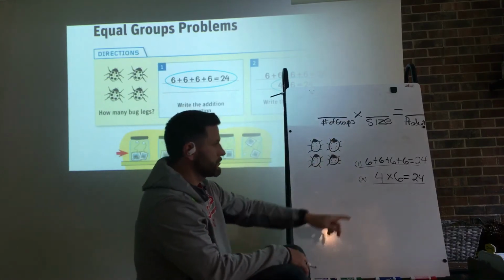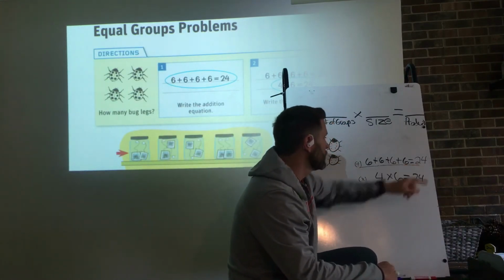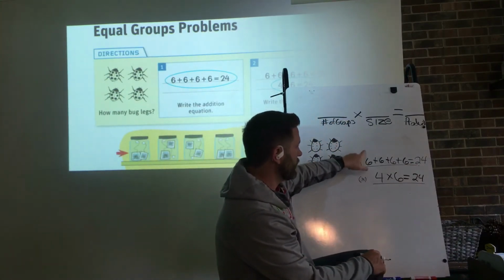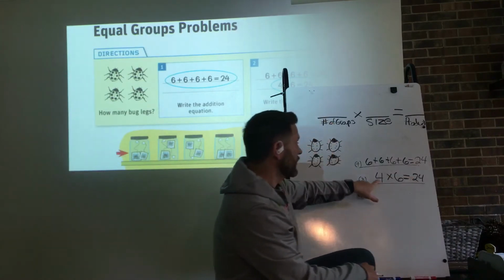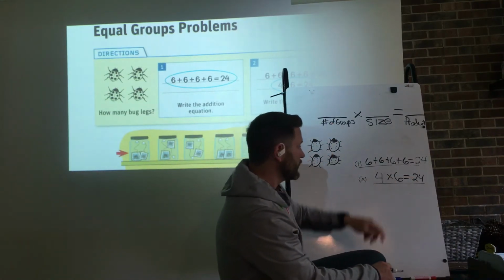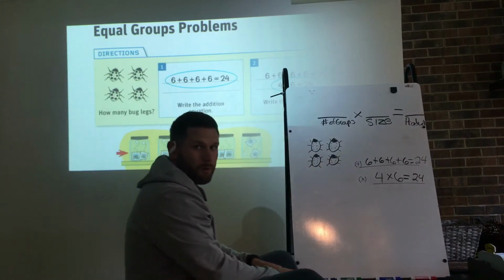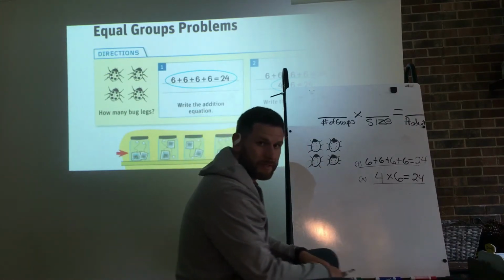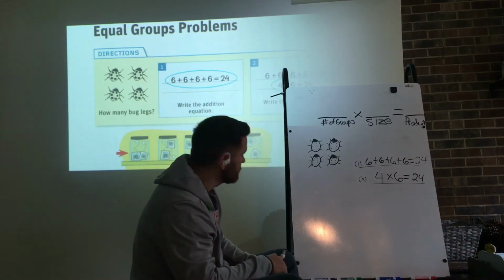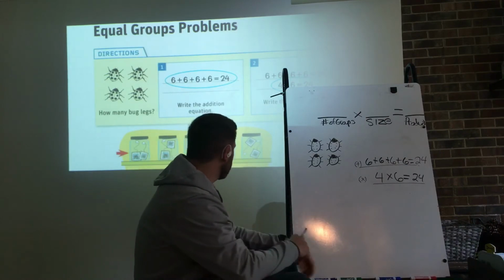Notice the similarities. We have the same product. Excellent job. Here we are counting by 6s. Here we could count by 6s, or we could count by 4 6 times. 4, 8, 12, 16, 20, 24. Same as well. So we could flip that.